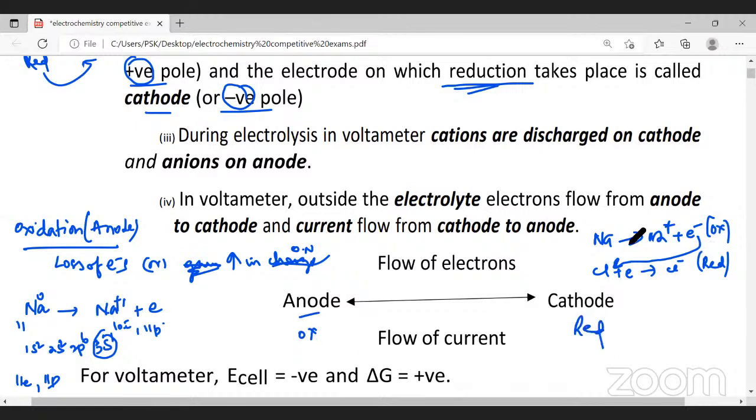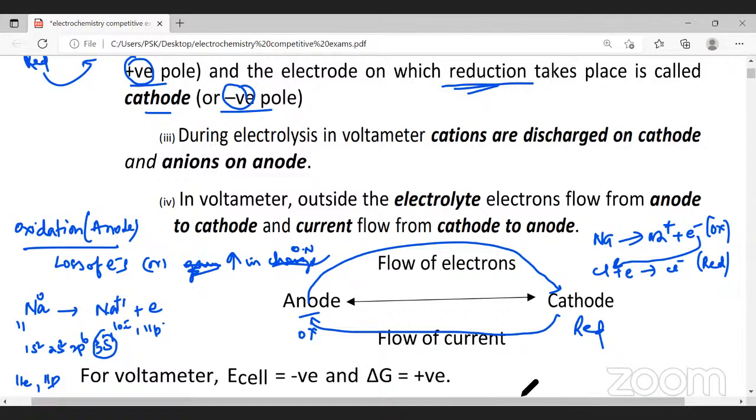So that means, see, from sodium, the electron is moving towards chlorine. That means electrons move from anode to cathode. The electrons flow from anode to cathode, and from cathode to anode, the current flows. The loss of electron and gain of electron at anode and cathode appears like what? Current. So current flows from cathode to anode.